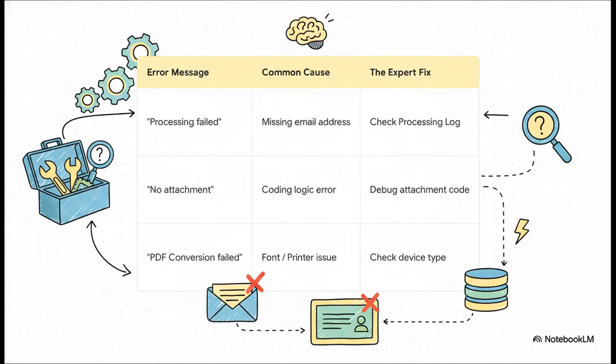Well, an expert has a toolkit for this. They see patterns. They see a vague error like "processing failed," and their brain immediately goes, I bet the customer's email address is missing from their main file. They hear about an email arriving with no attachment, and they know exactly which part of the code to look at. This isn't magic. It's just what experience looks like.